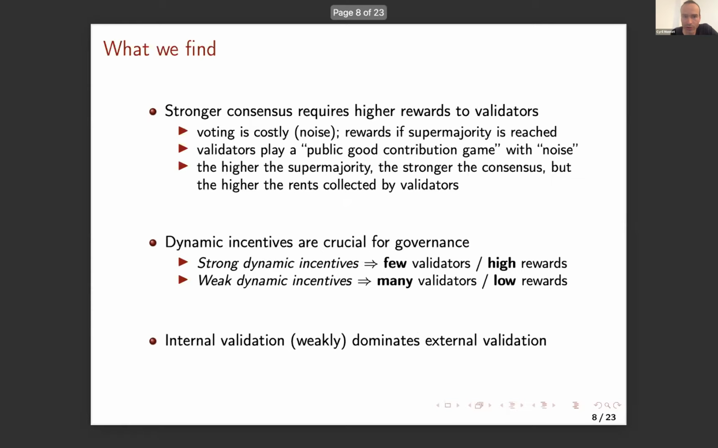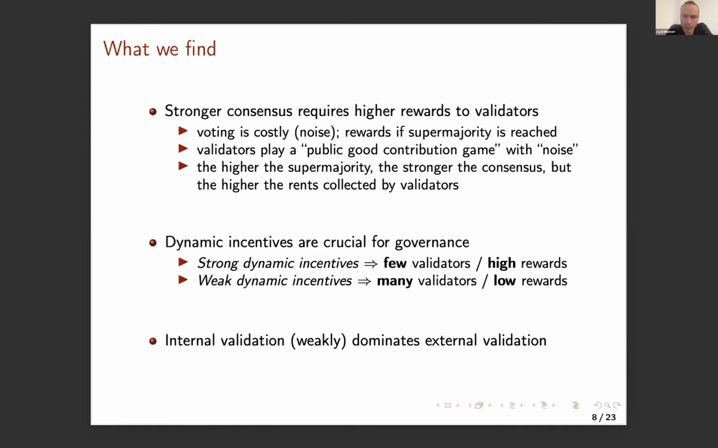And we're gonna see how this changes things. So what we find is that if you want to reach a stronger consensus, you're gonna have to pay higher rewards to validators. The reason is that we're gonna assume here that voting, so when validators want to confirm a trade, they will vote, okay? And we're gonna assume that voting is costly. And a trade is only going to be validated if a supermajority is going to be reached among the validators.